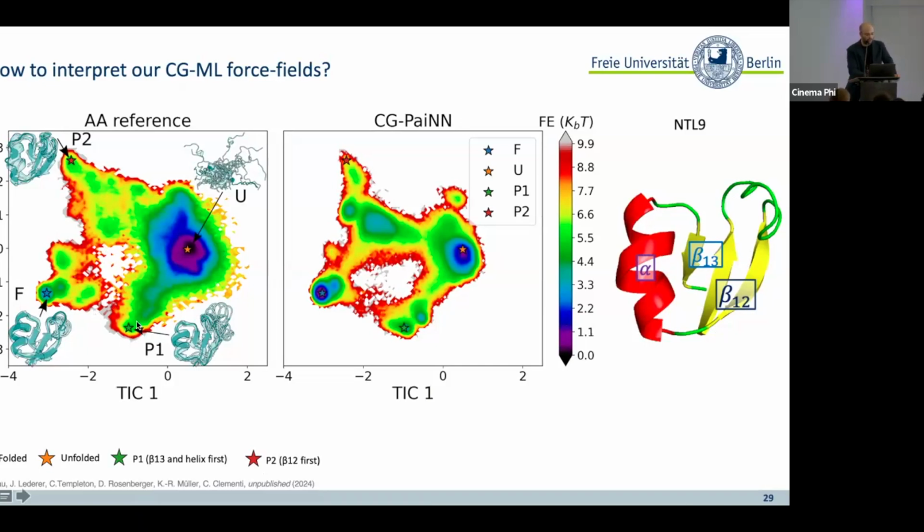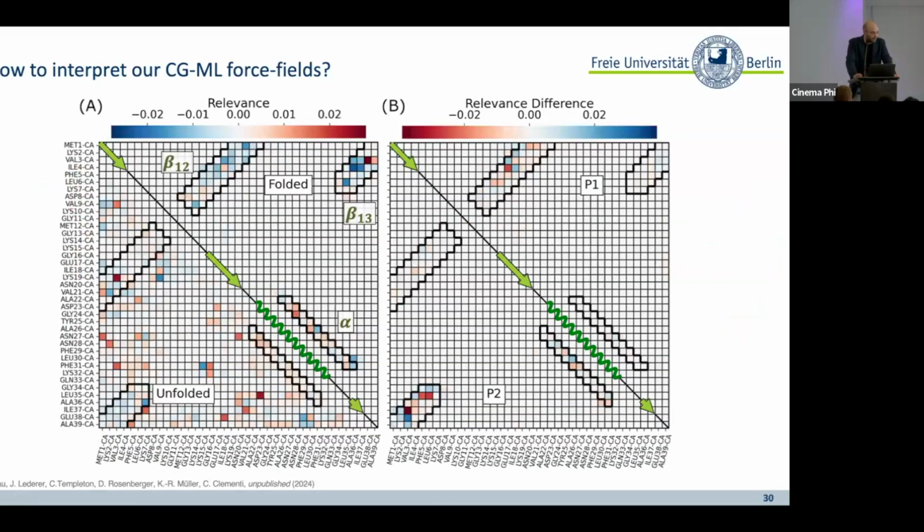So we have this P1 folding pathway, where we have beta 1-3 and the alpha helix already formed, and the protein folds by forming beta 1-2. And P2, where beta 1-2 is already formed, and the protein folds by forming the alpha and the other beta region. Our CG model, which in this case was based on PaiNN, is able again to reproduce the folded state, the unfolded state and the two major folding pathways. The idea here is then to apply again this relevance method in order to understand our model better.